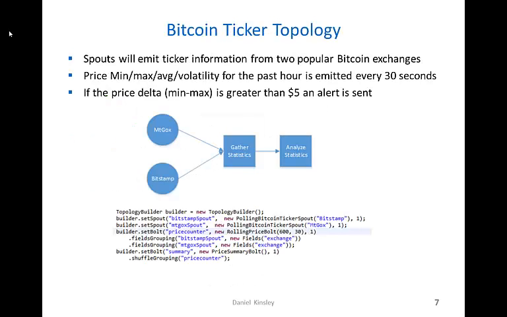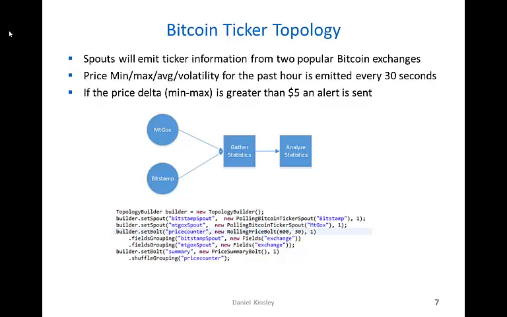So now that we know a little about how Storm works, let's dig into how I use Storm to alert me if the price changes. We start with two spouts, which are two instances of the polling Bitcoin ticker spout. The spout will simply emit the current price of Bitcoin on that exchange.